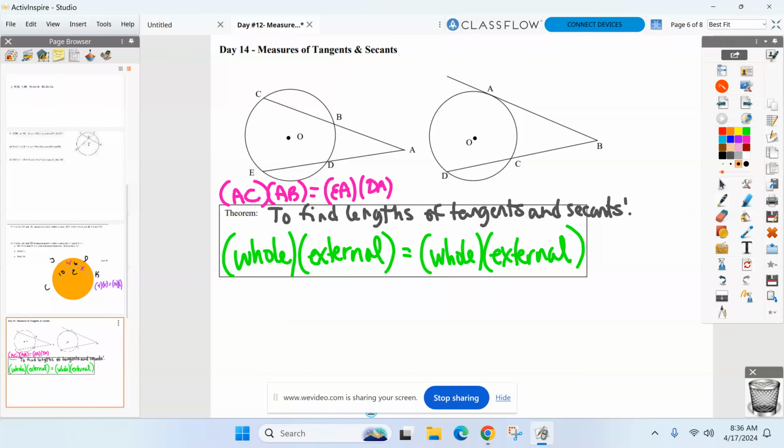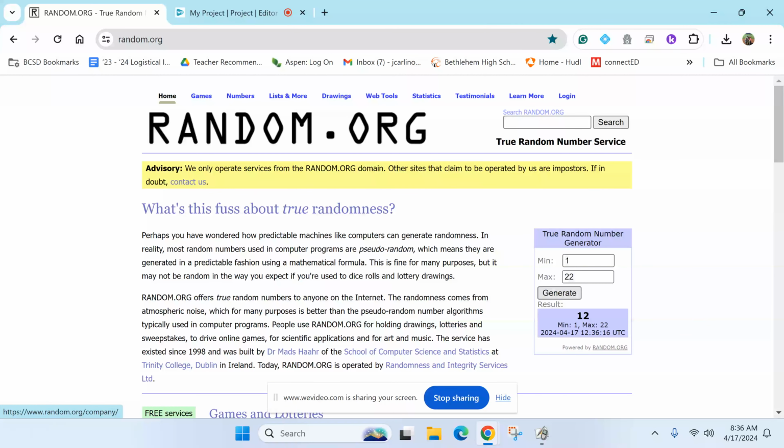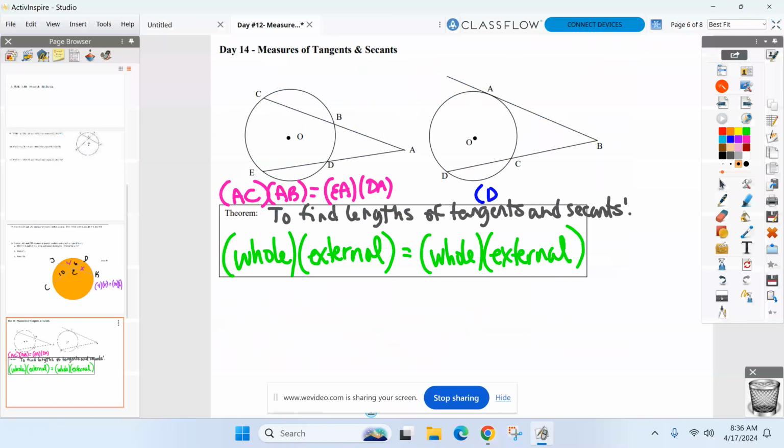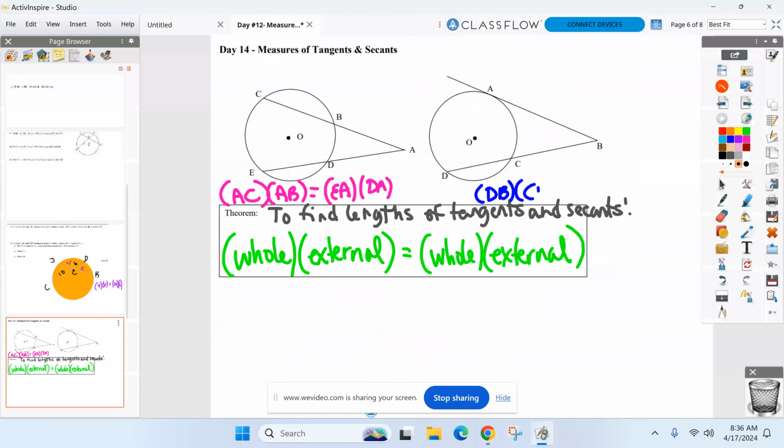Now go to the second diagram. You guys told me that was a tangent. Watch how this works. It works the same way. Just you'll notice something. Go to the secant first. Name the whole secant. Finley? DB. Good. So I'm going to go DB times its external part, which would be, name it. DB's external part. Lily? CB. Good. Now watch what happens when you go to the tangent.